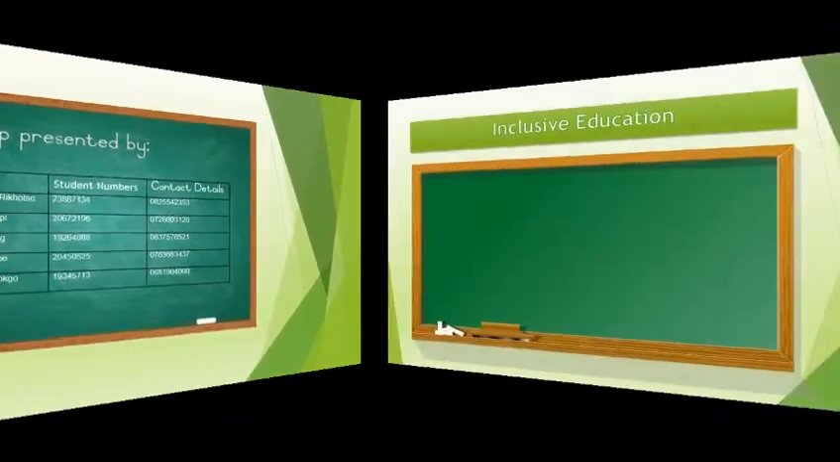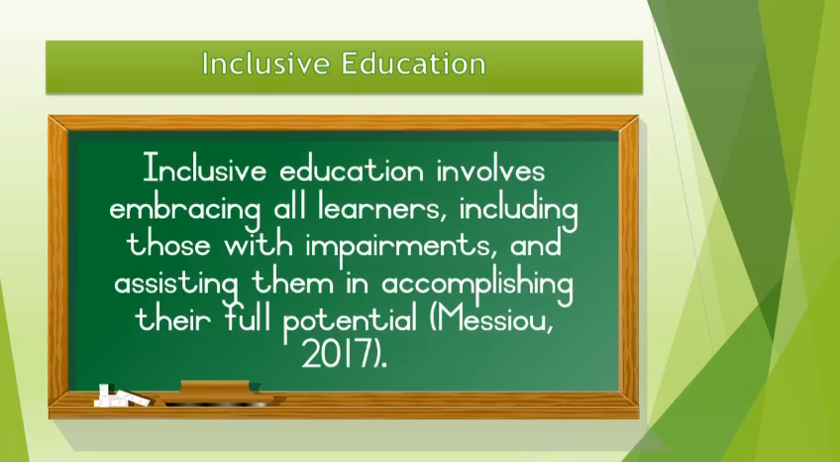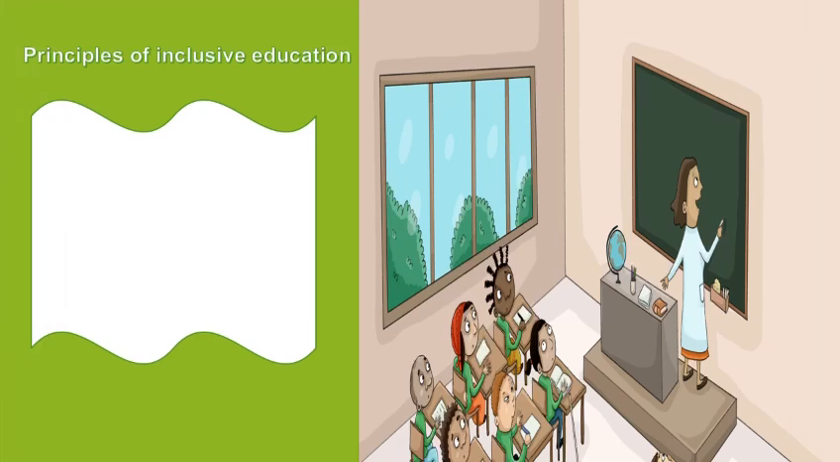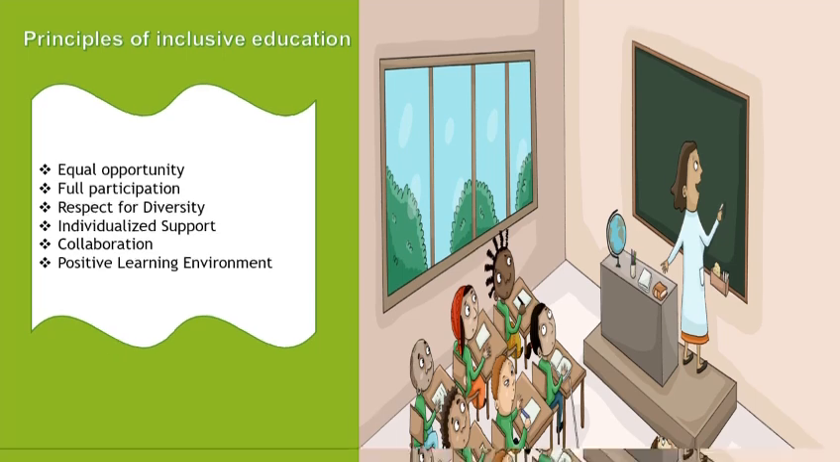What is inclusive education? According to MESU 2017, inclusive education involves embracing all learners, including those with impairments, and assisting them in accomplishing their full potential. The principles of education involve equal opportunity, full participation, respect for diversity, individualized support, collaboration, and a positive learning environment.